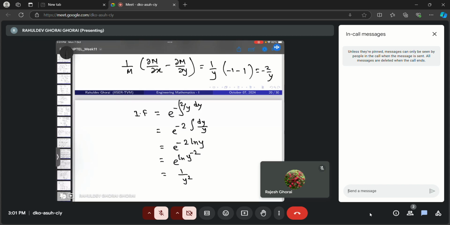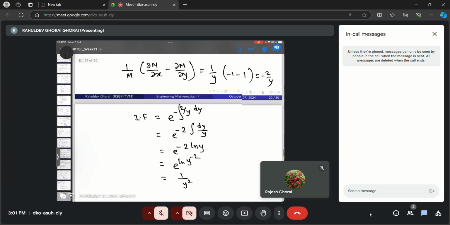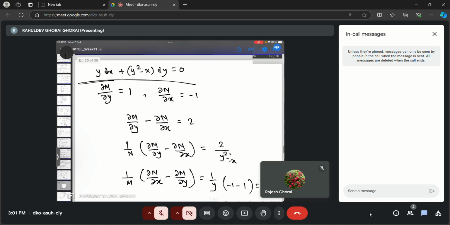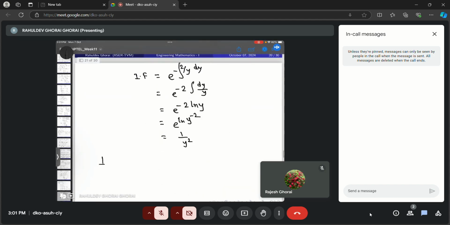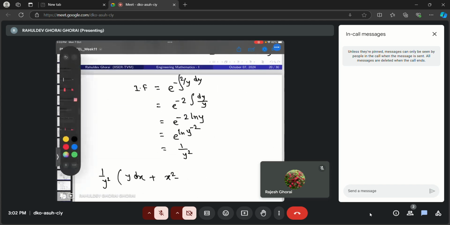So this is something by which, if you multiply the given differential equation, it will be exact. It was not exact initially, right? It is not exact. But if you multiply by 1 by y square, we will see it is exact. So the differential equation becomes 1 over y square times y dx plus y square minus x dy is equal to 0.